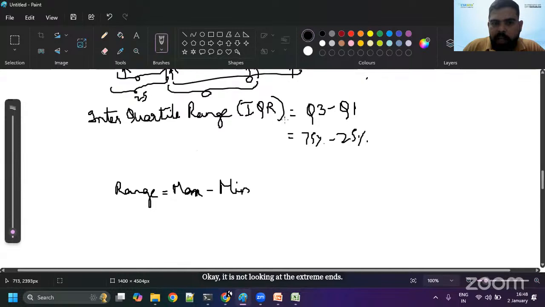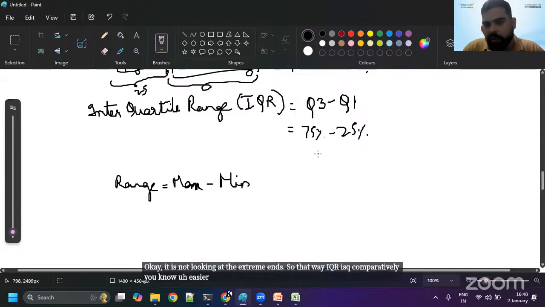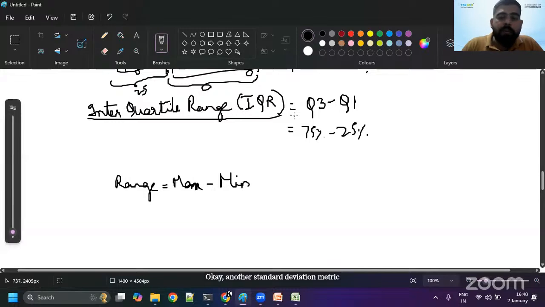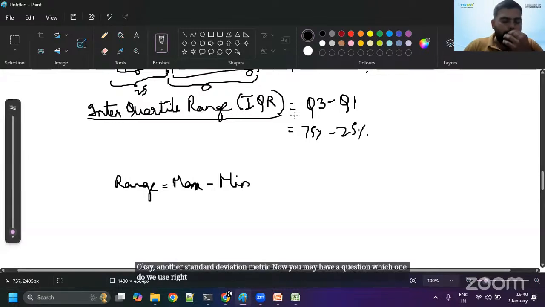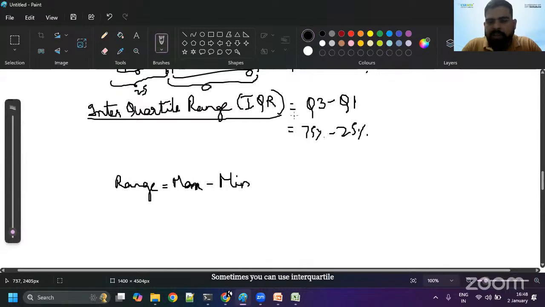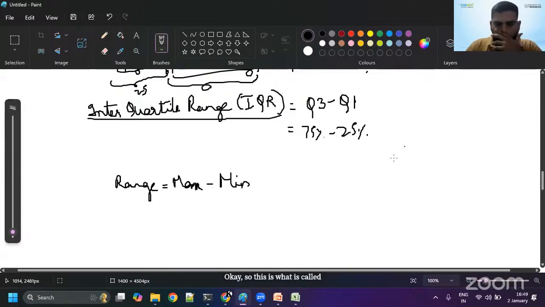So that way, IQR is comparatively easier to calculate. It may take a little bit of work to do, but it is comparatively easier. So the interquartile range is another standard deviation kind of metric. Now you may have a question, which one do we use? Generally, standard deviation is the norm that people will use. Sometimes you can use the interquartile range, when you are interested only in the centermost data. So this is what is called your interquartile range.